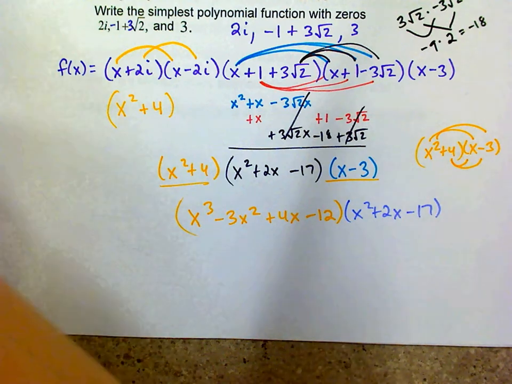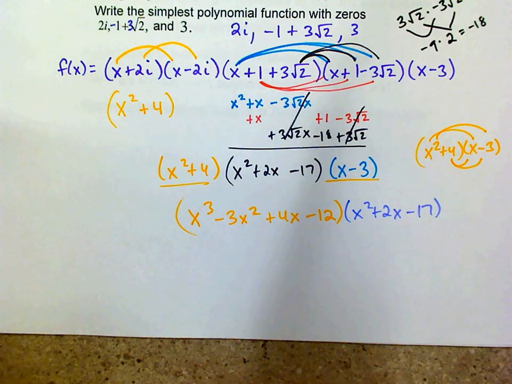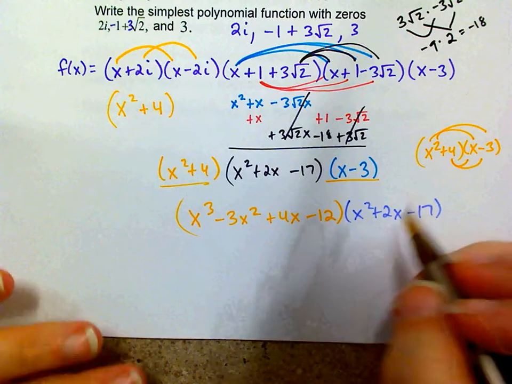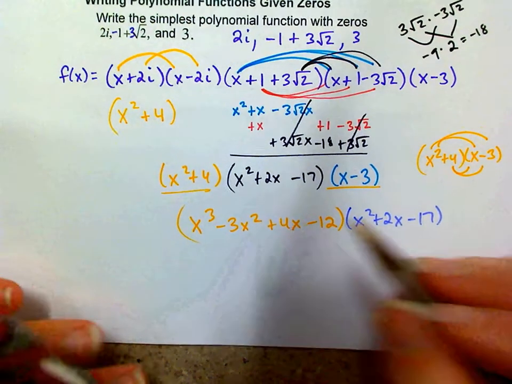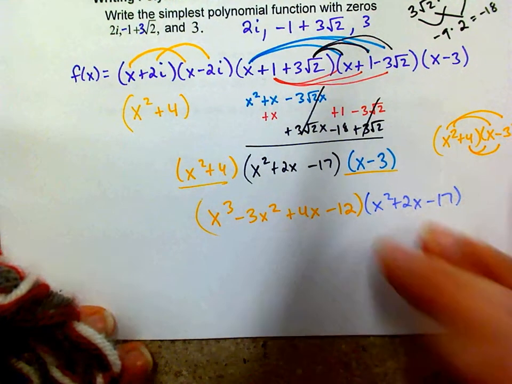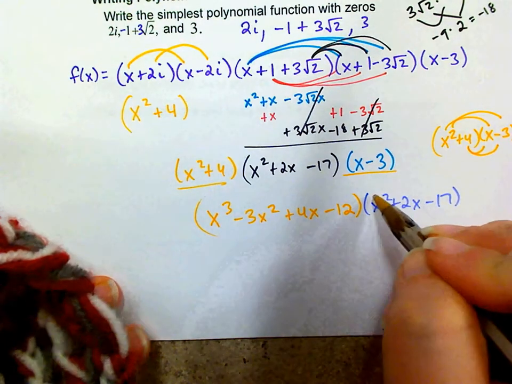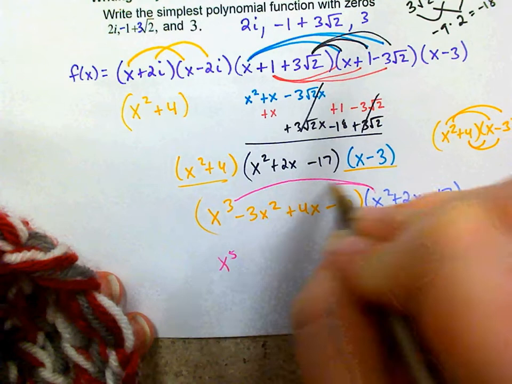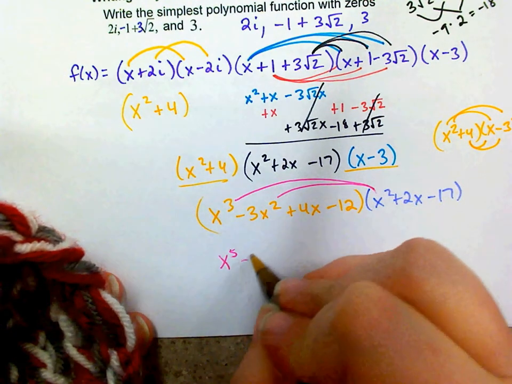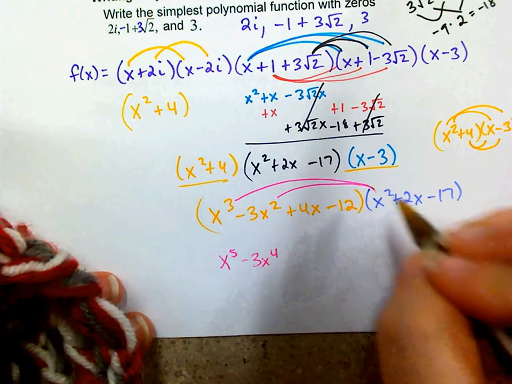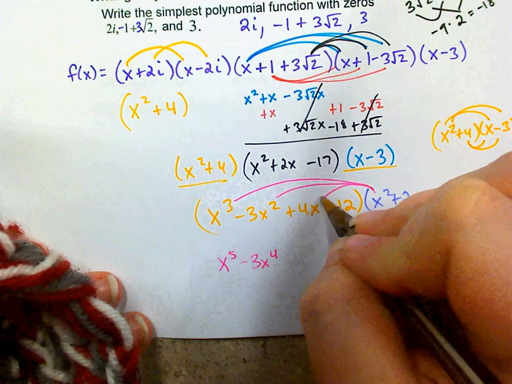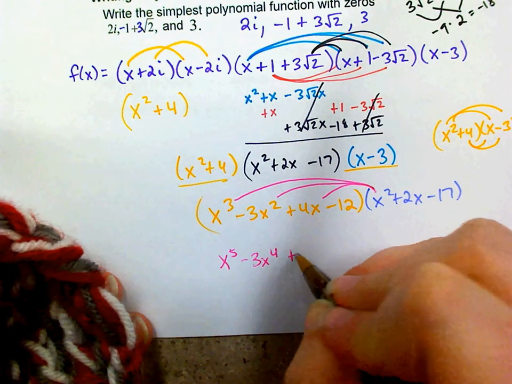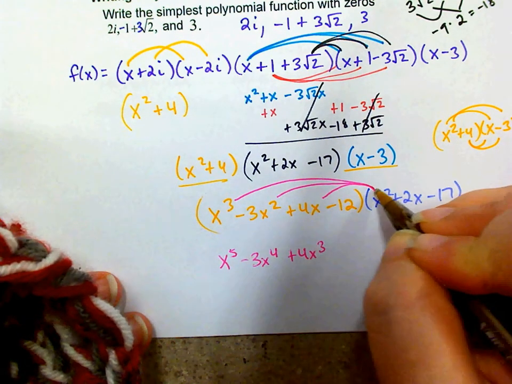So I usually distribute the smaller polynomial to the larger. It doesn't really matter there. You could distribute 4, I'd rather distribute 3. But it doesn't matter, you're going to have the same number of terms. So x squared times x cubed is x to the 5th. X squared times negative 3x squared is negative 3x to the 4th. X squared times 4x is 4x cubed. X squared times negative 12 is negative 12x squared.